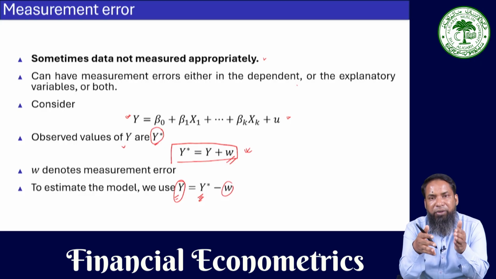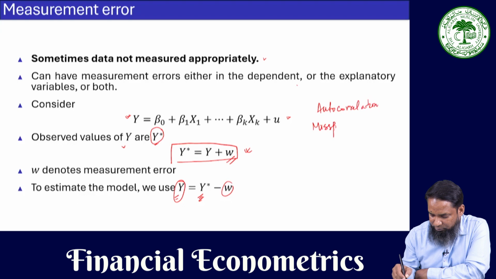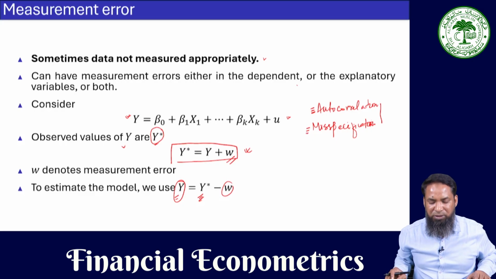In brief, today we talked about the problem of autocorrelation and misspecification. We discussed what the reasons for autocorrelation are, how to detect it, and what the remedial measures will be. Similarly, we talked about misspecification and how in certain cases we can solve those misspecifications.